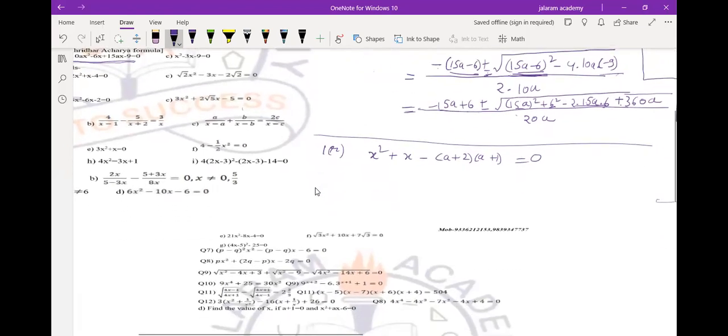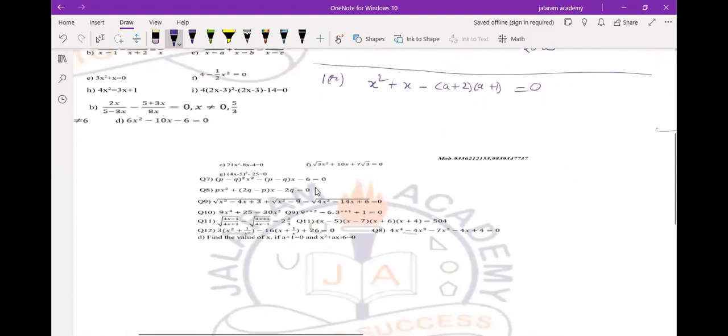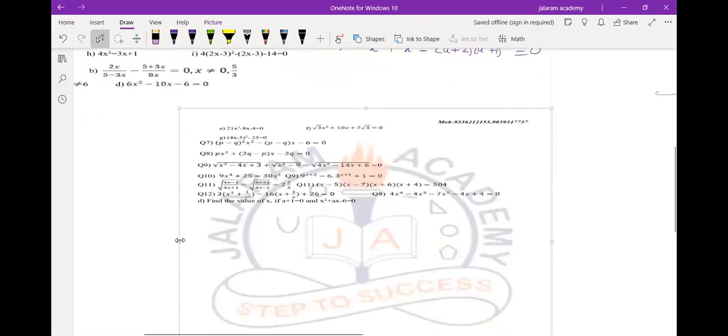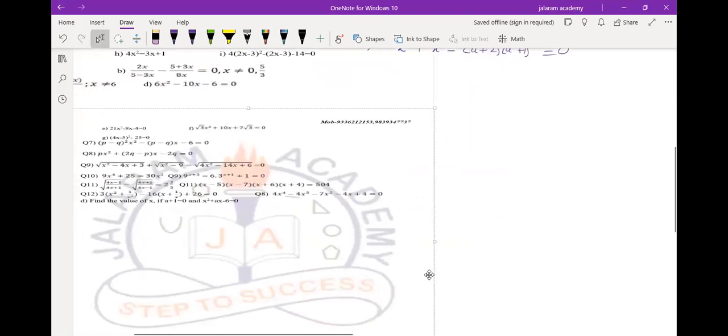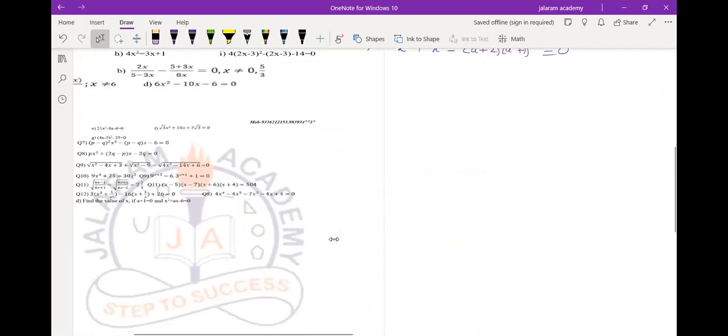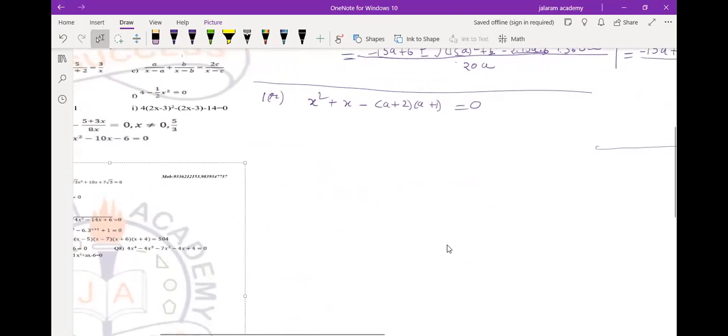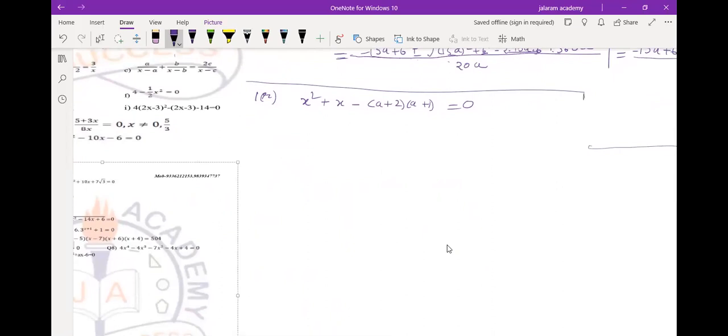And we know that to factorize, what should we do? What should we do to factorize quadratic expression using factorization method? First, we find the coefficient of x square. So what is the coefficient of x square? 1. And then we find the constant term. So what is the constant term?